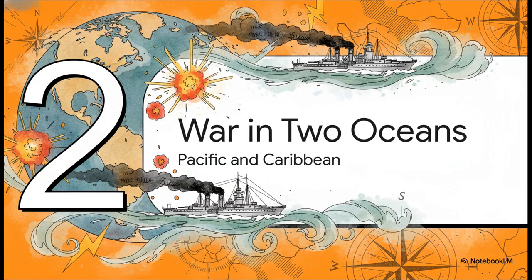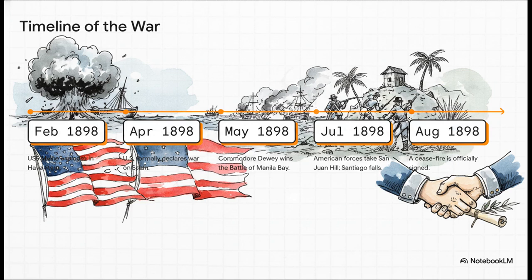And that brings us to Section 2, War in Two Oceans, the Pacific and the Caribbean. What makes this so wild is the unbelievable speed and the massive geographical scope of the actual fighting. Just look at how rapidly this whole thing built. It's a stunning domino effect. February, the explosion. April, the declaration of war.